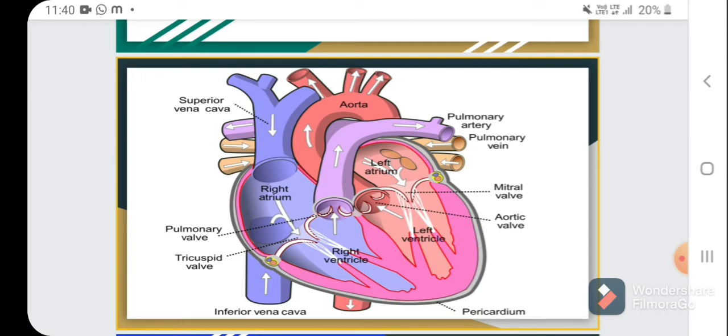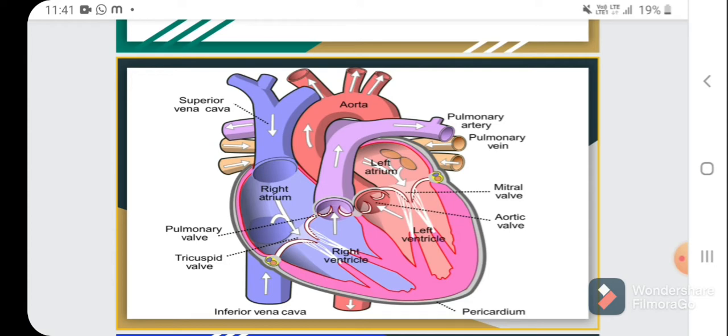As you can see, the heart is divided into four chambers. There are two atria and two ventricles. There is one atrium and one ventricle on the right side and one atrium and one ventricle on the left side. The atria are the chambers that receive blood, while the ventricles are the chambers that pump blood. The right atrium receives deoxygenated blood from the superior vena cava.